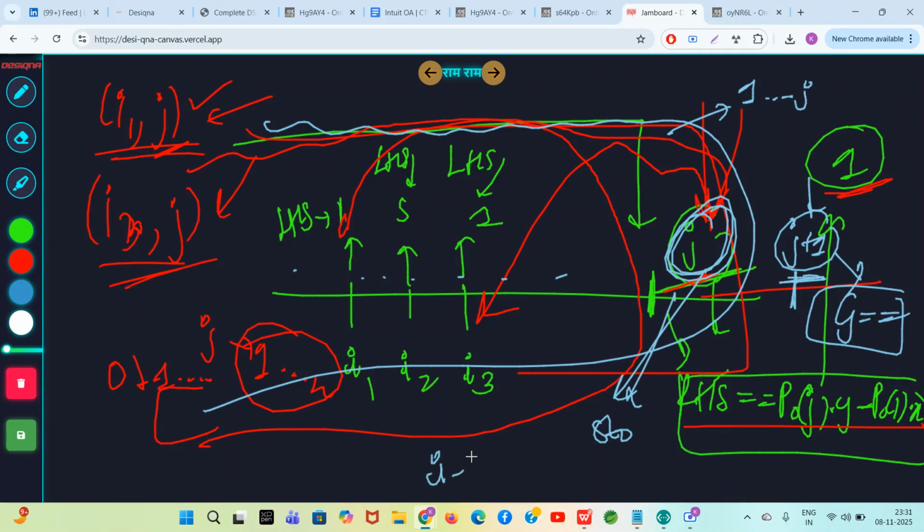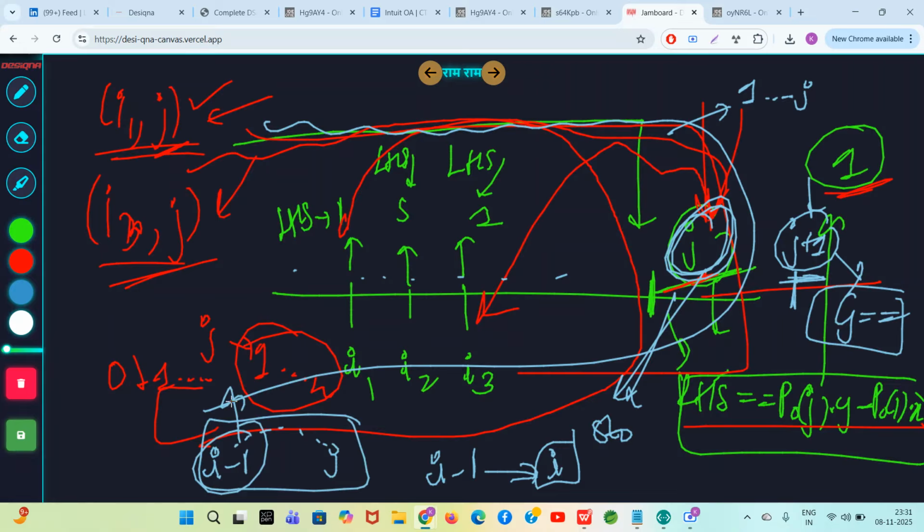I know the index is i minus 1, but we are only using i because it is working in our case. We want the bonding between i minus 1 and j. But if you see carefully, i minus 1 is nothing but just an index. So you can consider it as i also, without changing the meaning of the problem.